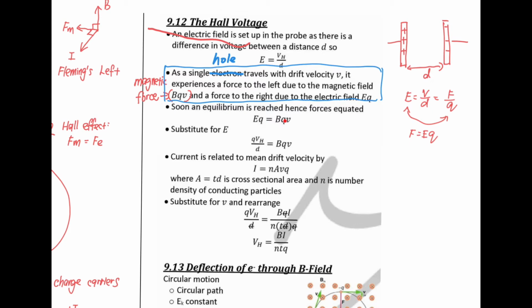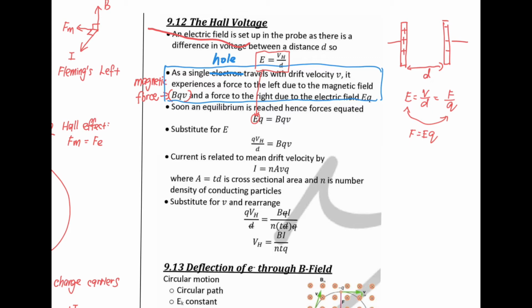And after that, once you get this equation, then you can substitute E equal to V over D, right? You substitute over here. So that's why you can see the next point. The E is replaced by VH over D. The Q from here still remains. The right hand side remains the same. Okay, so then we get this equation. And let's see the next point.